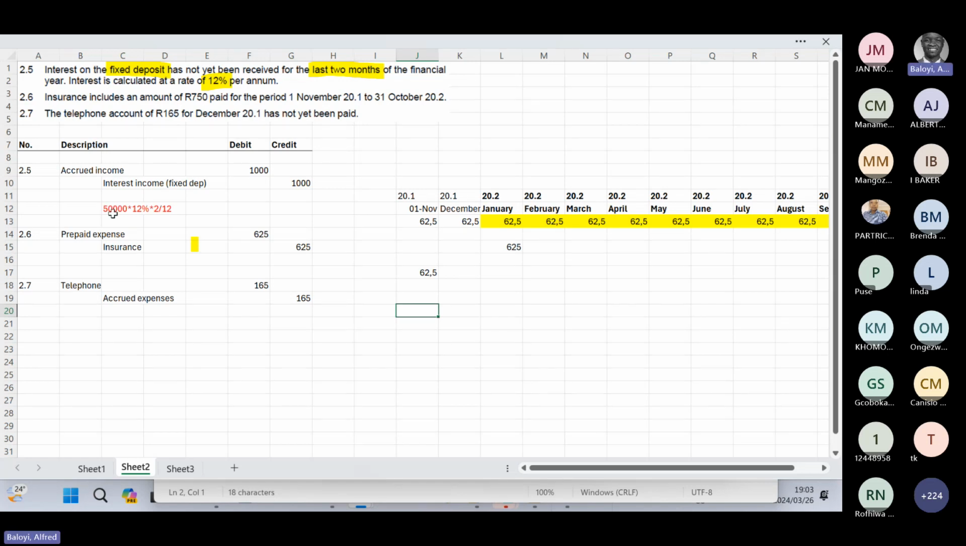But what you're saying, you can say 50,000 multiplied by 12%, giving you 6,000. You divide by 12, it gives you 500. Multiply by 2. It's the same thing, as long as you can show how you got to the 1,000. There's no specific standard on calculation. Okay, thank you.